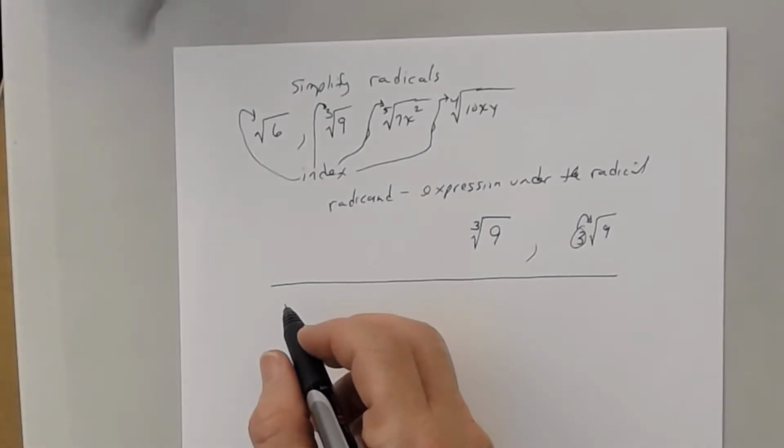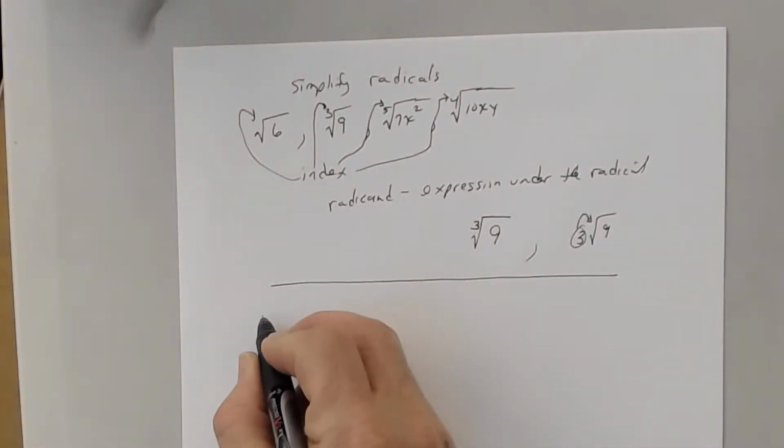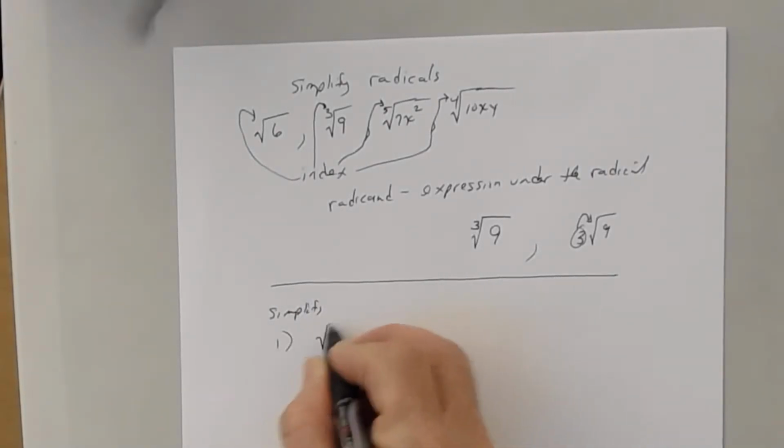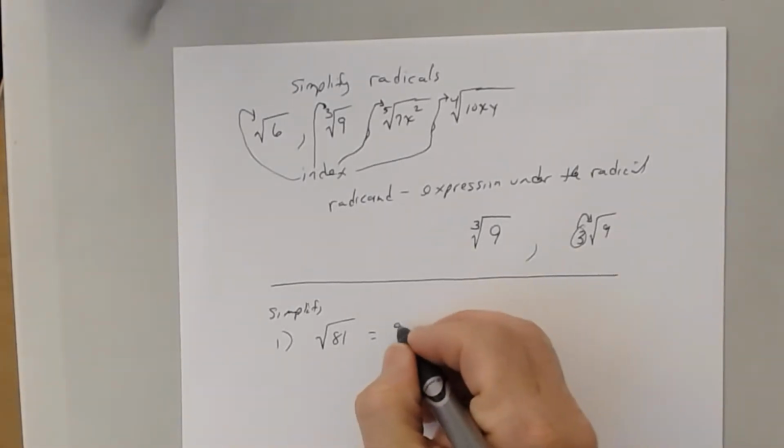These are the easy ones. We're going to do a little bit more difficult ones next class period. But simplify. Number 1, square root of 81. We all know what that is. You did this before. What's the square root of 81? 9. Because 9 times 9 is what? 81.